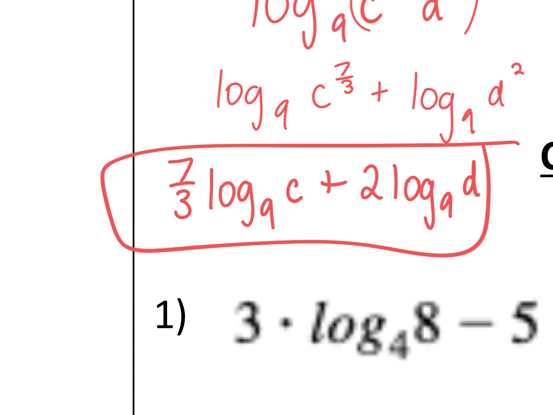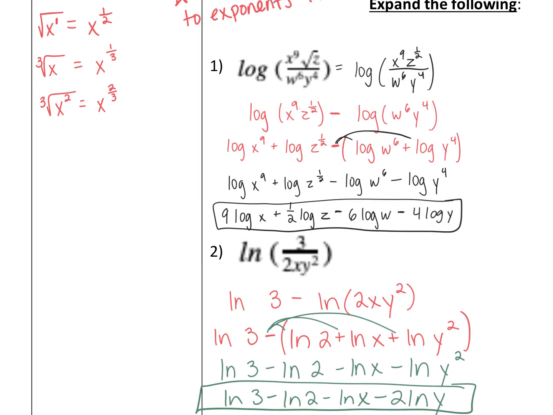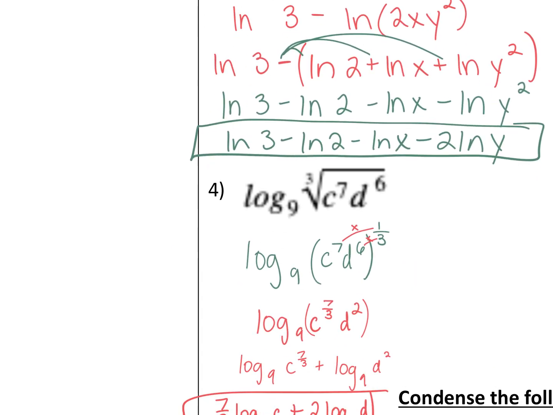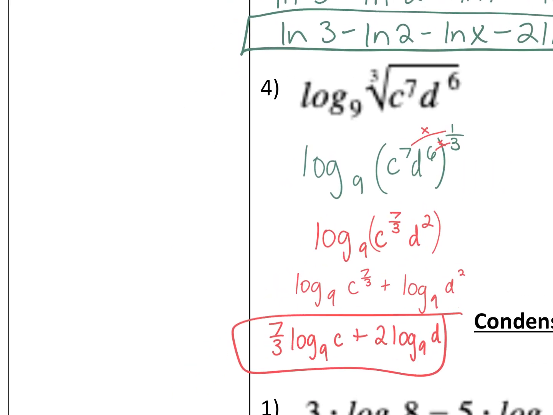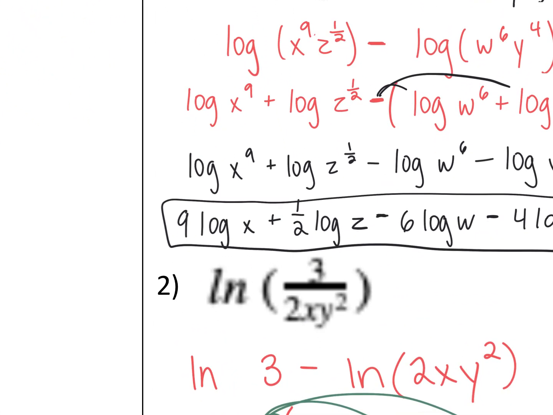Okay, so with expanding, there was really no rule as far as how many logs are going to be in your answer. Because if we look, the first two both had 4, but the last one only had 2. We just know that typically with expanding, there's going to be multiple logs in my answer, depending on the problem that I get. What was typically the last step for expanding?